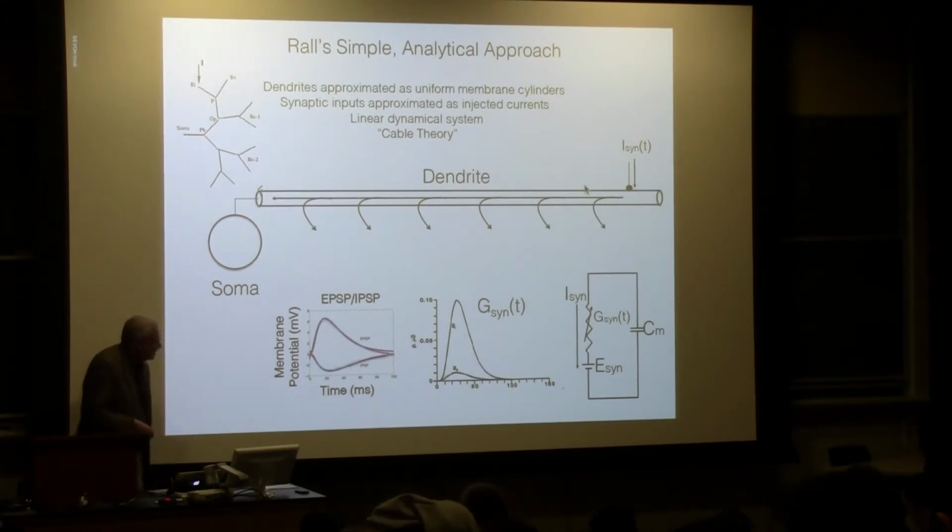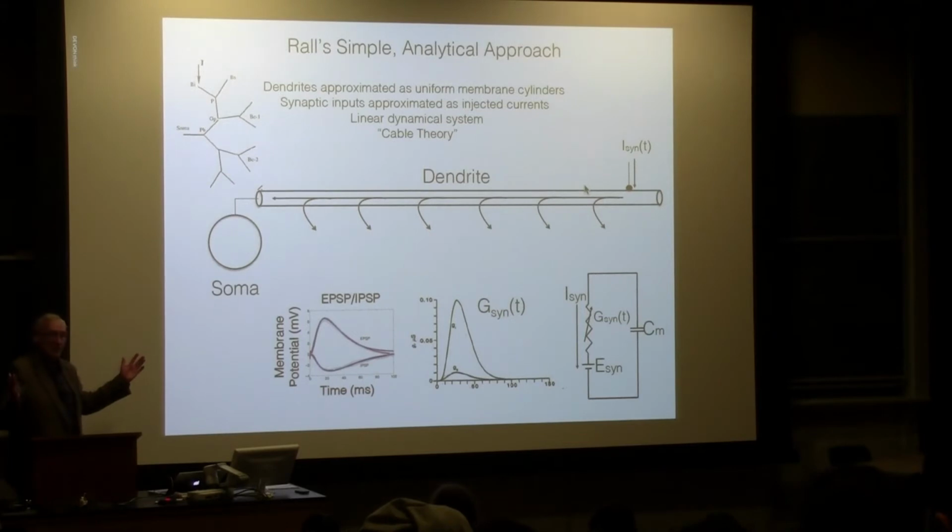Thank you. Okay. So the simplification that Rall did fundamentally in his first paper was, let's forget about this branching pattern. Let's just think about a dendrite that's a tube. To make life even simpler, we're going to keep all the properties of this tube the same everywhere. The specific membrane resistance, capacitance, length, it doesn't change.